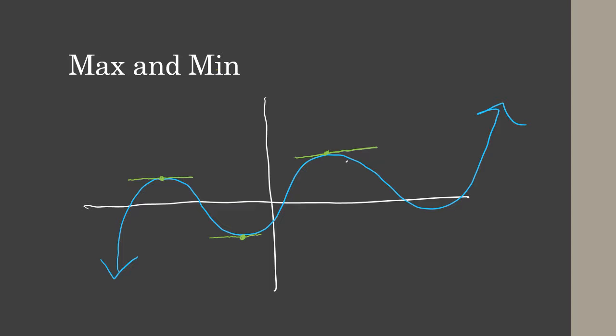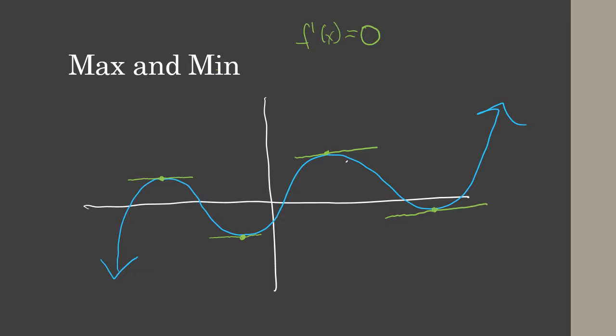Or when the first derivative of our function equals 0, that is when we have our relative or local max and mins. And so we're going to go through a process of setting the first derivative equal to 0 and testing points to see when it's a maximum and see when it's a minimum.